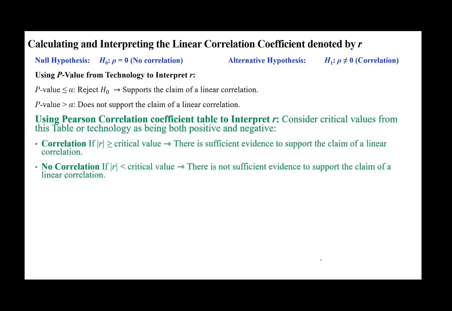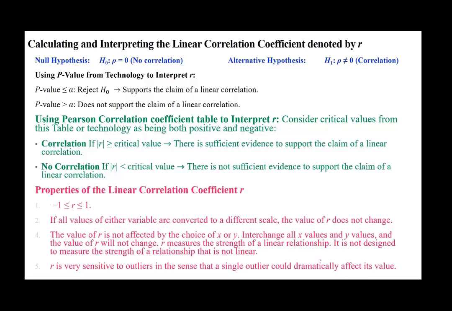Using the Pearson correlation coefficient table to interpret R. Consider critical values from this table for technology as being both positive and negative. Correlation: if the absolute value of R is greater than or equal to the critical value, there is sufficient evidence to support the claim of a linear correlation. No correlation: if the absolute value of R is less than the critical value, there is not sufficient evidence to support the claim of a linear correlation. And again, an example makes this clear. So we can use the table for the Pearson correlation coefficient. And again, remember, this is a two-tailed test, and so you're comparing it with the two-tailed test.